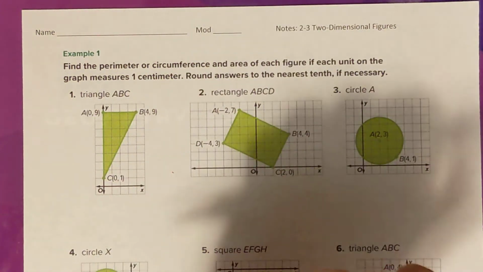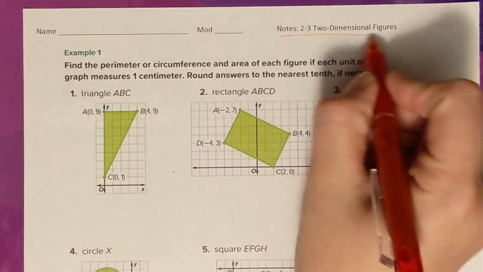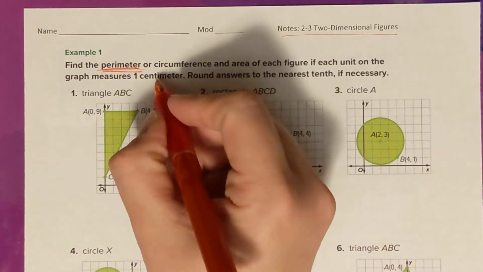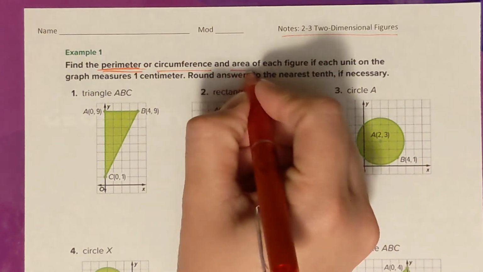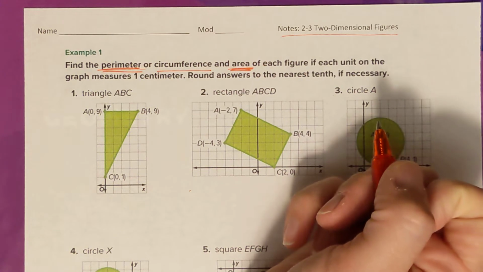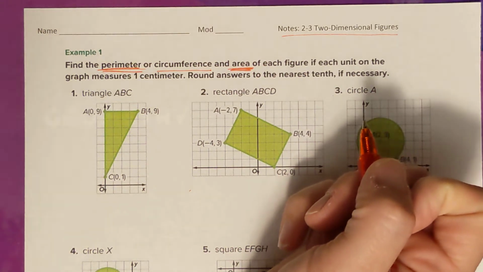The biggest thing that this whole entire section focuses on is how to find perimeter, or circumference for circles, and area. Okay? And guess what fun formula you need to know about?